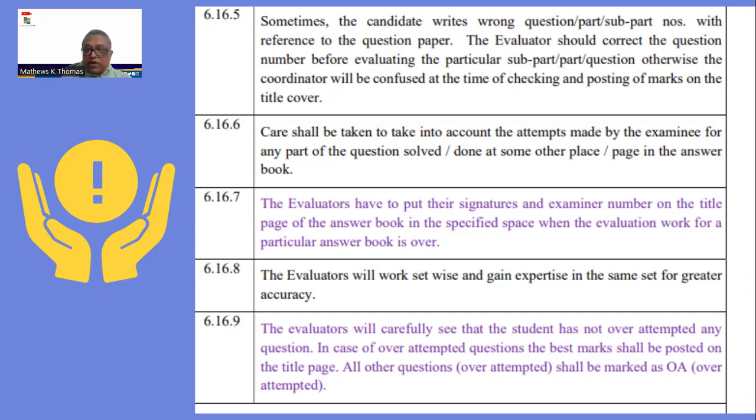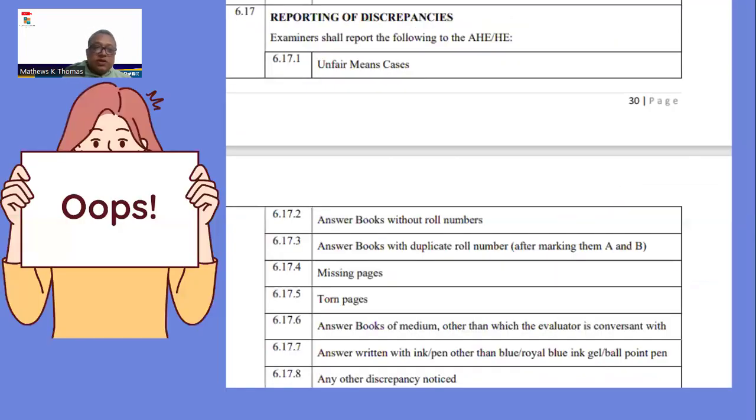And if any student has done a lot of cutting and crossing, and they have attempted the question twice or thrice, or if there's an optional question and they have done both, whichever is correct, we will try to award marks to that and cross out the other. So benefit is always given to the student.